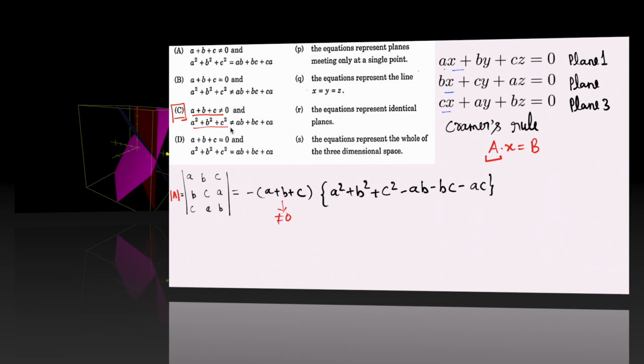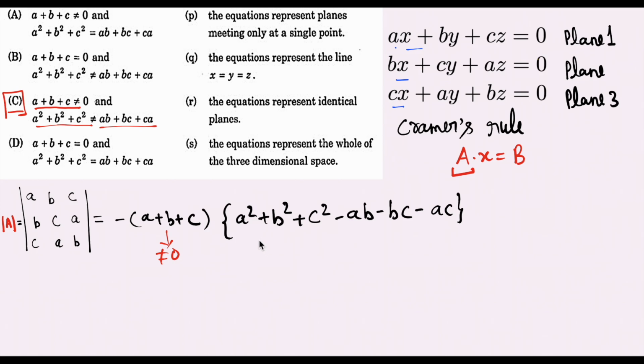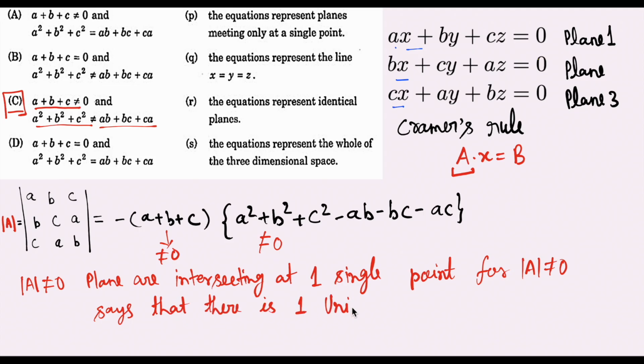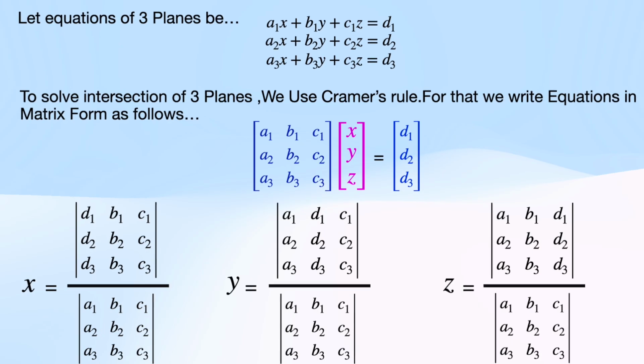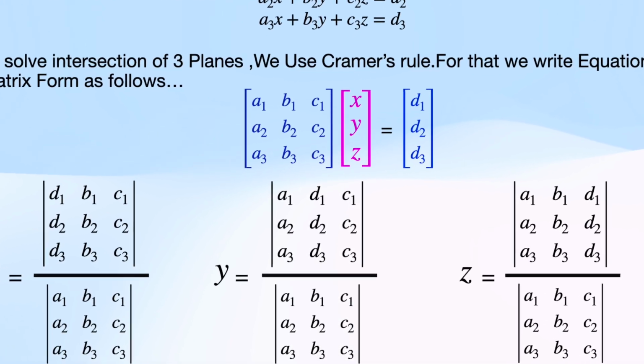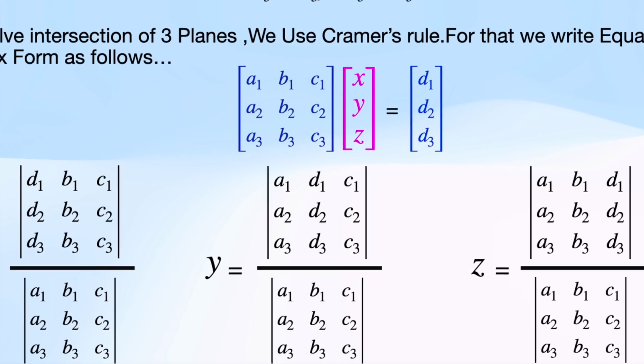Now in our option C, a plus b plus c is not equal to 0. It is having some value, and the other factor is also not equal to 0. That means the determinant is going to be not equal to 0. So all the planes are intersecting at a single point, and there is a unique solution. And if we use Cramer's rule for finding x, y and z, we see that d1, d2, d3 are 0, and that is going to give x, y, z as 0.